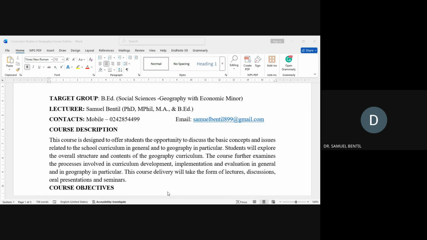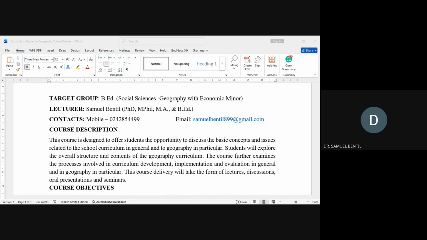We'll look at the overall structure and content of the geography curriculum and further examine the processes involved when you are developing a curriculum. Then we'll also be looking at implementing a curriculum, and at how we evaluate a program that is being implemented or is in the process of implementation. We'll also be looking at issues in the context of geography as a whole so that we'll have a better perspective and understanding of the course.